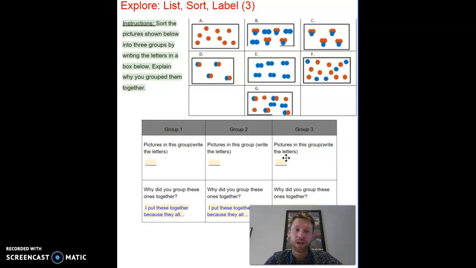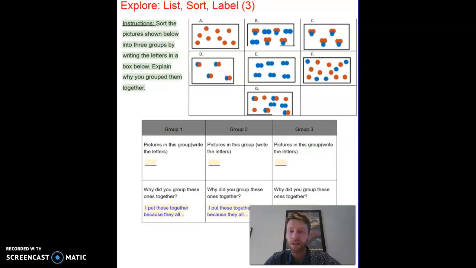So for example, you could have said, I put A and E together in group 1 because all of the shapes in each of these is only one color. All of A is only red and all of E is only blue. So I put those together in group number 1. Remember, no right or wrong way to do this. This is a thinking exercise to get you analyzing these models critically.